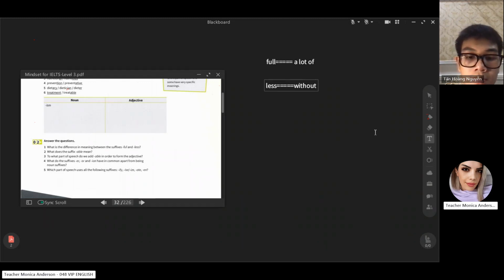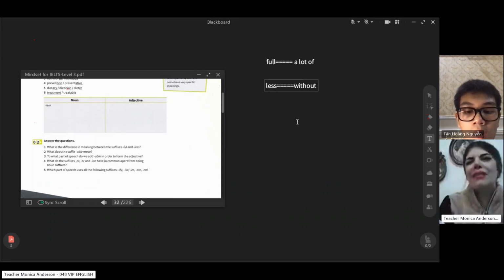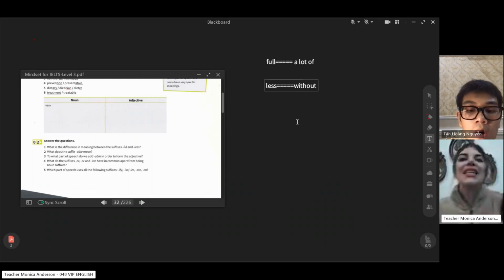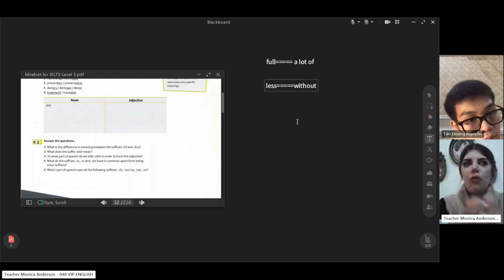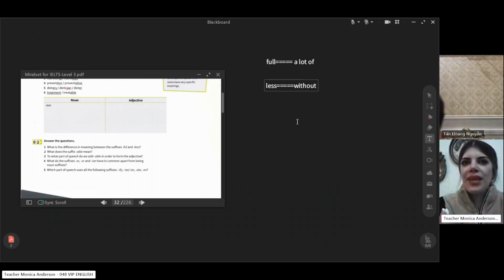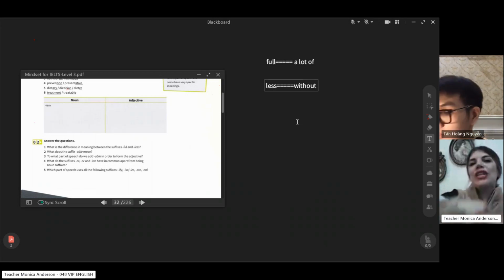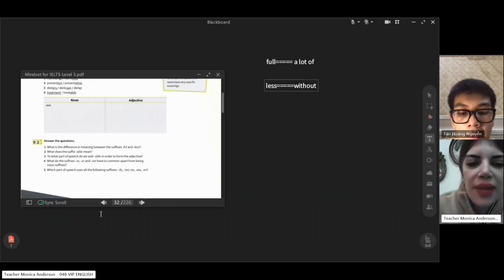Okay, let's keep going now. Full and less, as I told you, full can be considered a positive and less a negative suffix. But sometimes, like harmless, it depends on the word before the suffix. So harm is something negative, and when we say harmless, we make it positive. So it depends on the word before the suffix.